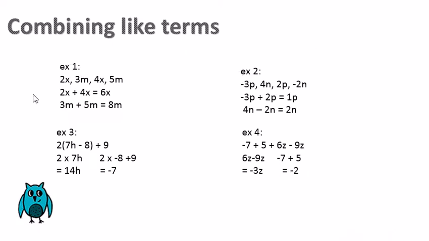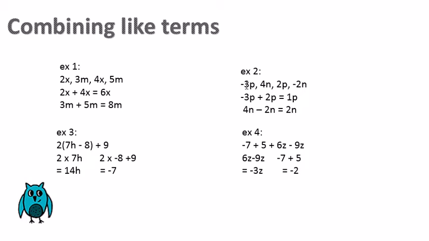Which leads me to combining like terms. When combining like terms, you're going to combine, whether you're adding, multiplying, or subtracting, all of the terms that are alike. And in this group right here, we have 2x, 3m, 4x, and 5m. So you would, of course, add all the x's, which would give you 2x and 4x. You'd add all of the m's, which would give you 3m and 5m. And for 2x plus 4x, you'd get 6x. 3m plus 5m, you'd get 8m.